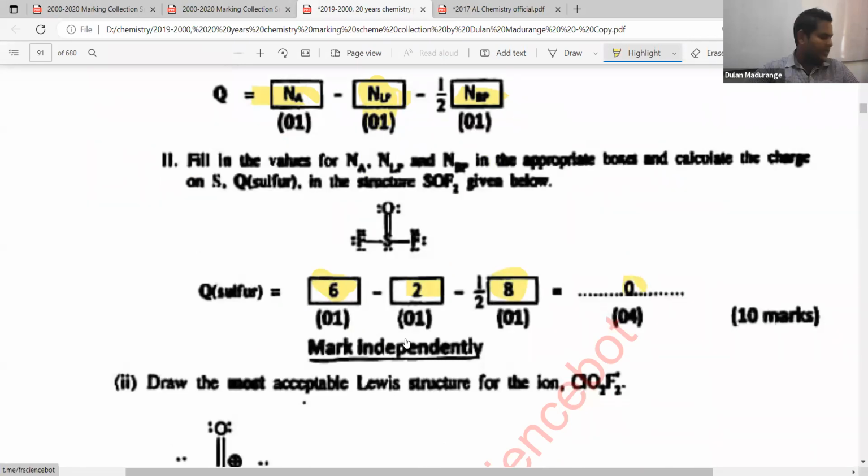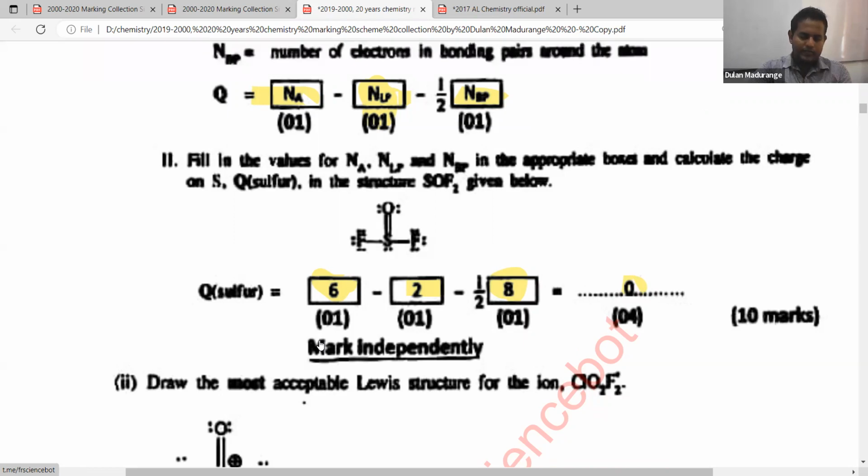Check your answers mark independently. I mean, if one part is incorrect, you can check the rest. The other parts you can consider.